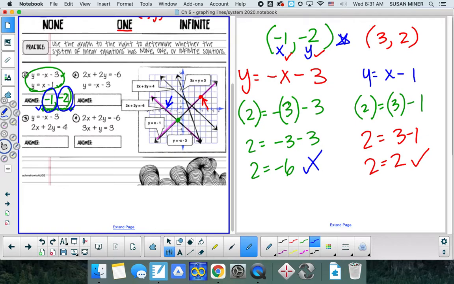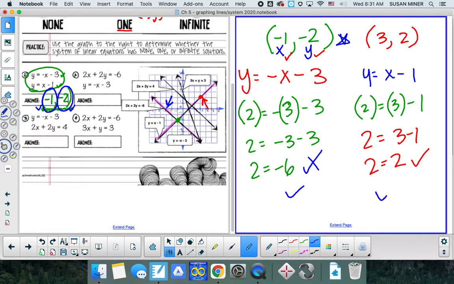Okay, so now we're going to take a look at some of these other lines, and you can see we don't have to go through and prove, right, that both of these are true.